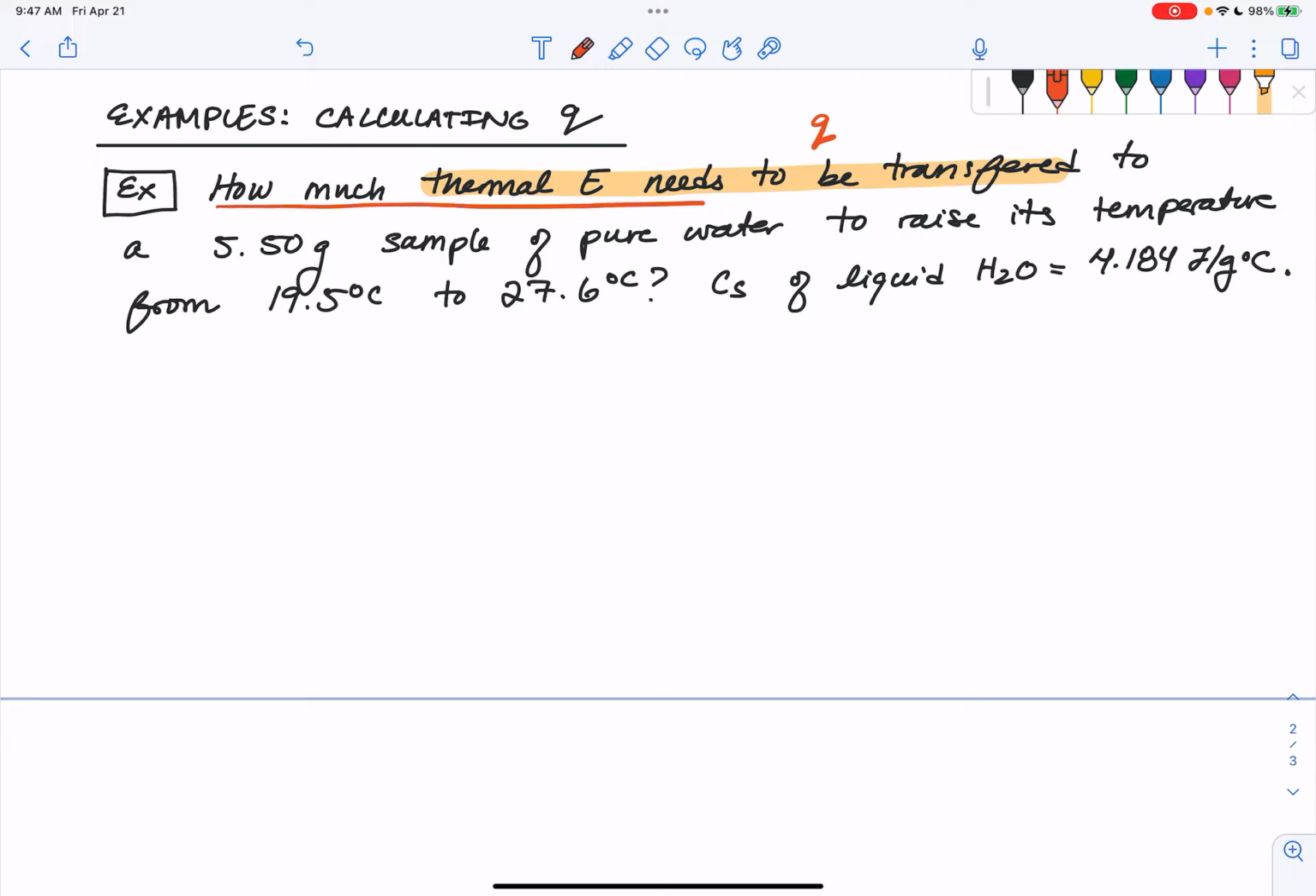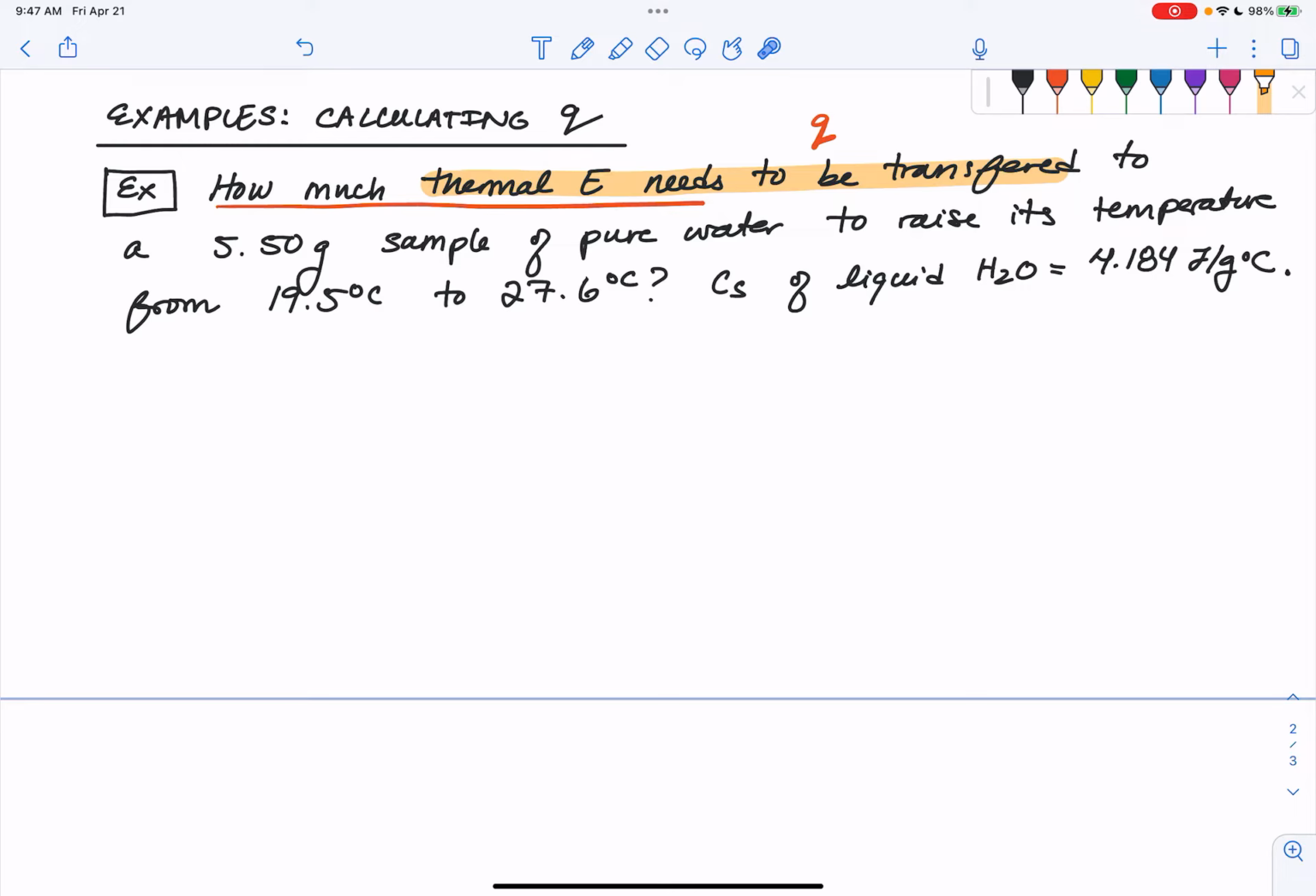So how much thermal energy or how much heat needs to be transferred to a 5.5 gram sample of pure water to raise its temperature from 19.5 degrees Celsius to 26.7 degrees Celsius. The specific heat capacity of liquid water is 4.184 joule per gram degree Celsius. I will always give you the specific heat capacities of different substances. However, the one that is for pure liquid water, I highly recommend that you memorize this because we're going to be using it quite a lot.